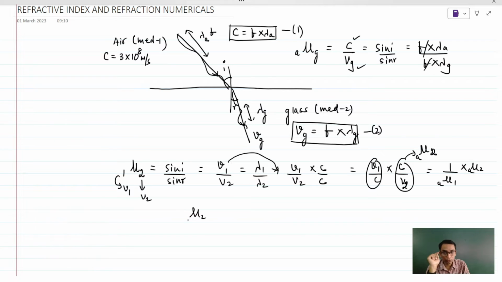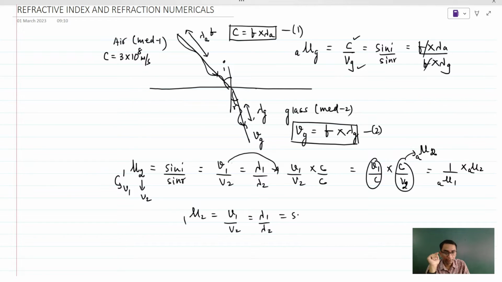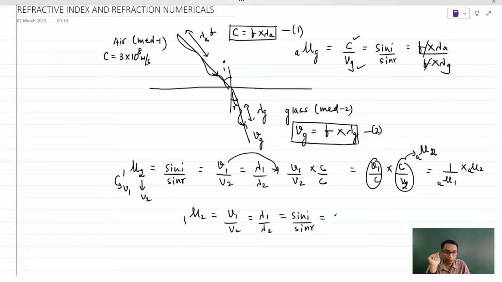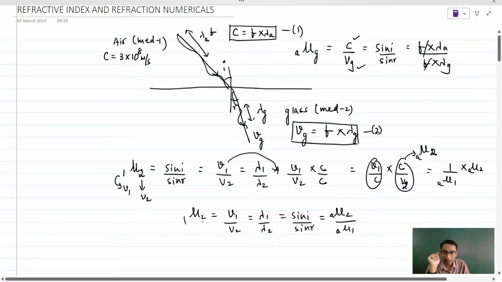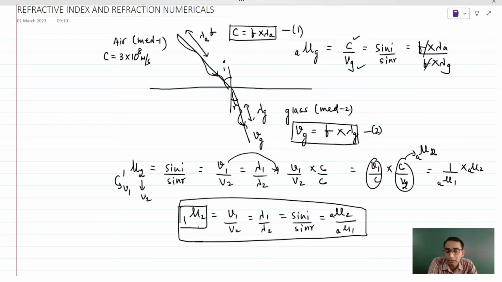So finally, the refractive index of 2 with respect to 1 equals v1 upon v2, equals lambda 1 upon lambda 2, equals sin I upon sin R, and that is equal to mu2 upon mu1, each with respect to air. Now this one is the relative refractive index. So this is the formula that you need to remember, and everything will be coming out of these. All the numericals can be solved with the help of this.